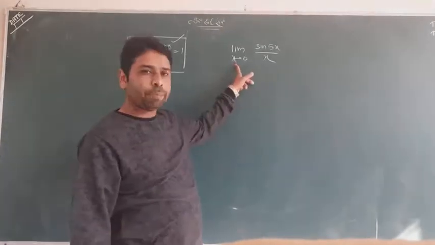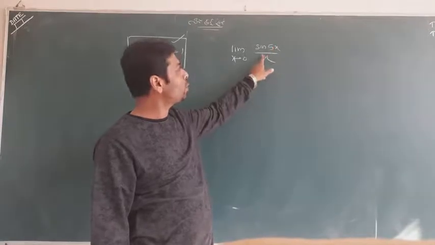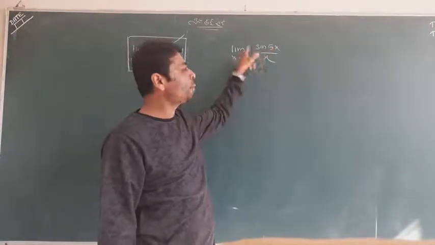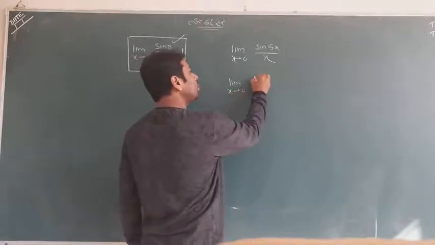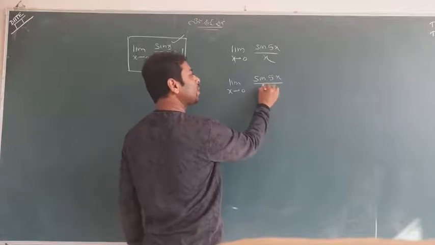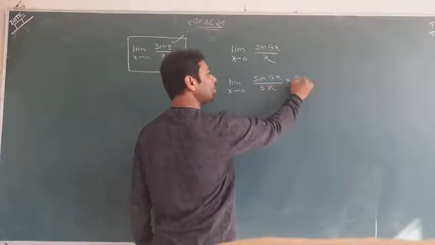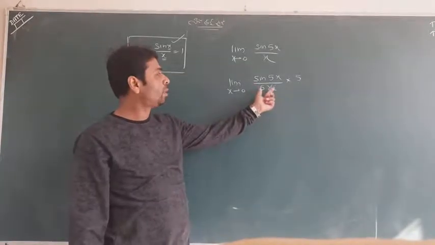Like, if I put the same question, sine 5x upon x, as I taught you, let it be the same, but the angle is 5x. So in the denominator, if you have 5x, your answer will be 1. So okay, we know that it is 5x. So I will try to make it 5x. So it is x, I multiply and divide by 5. Why did I do so? Because I wanted to make these two equal.